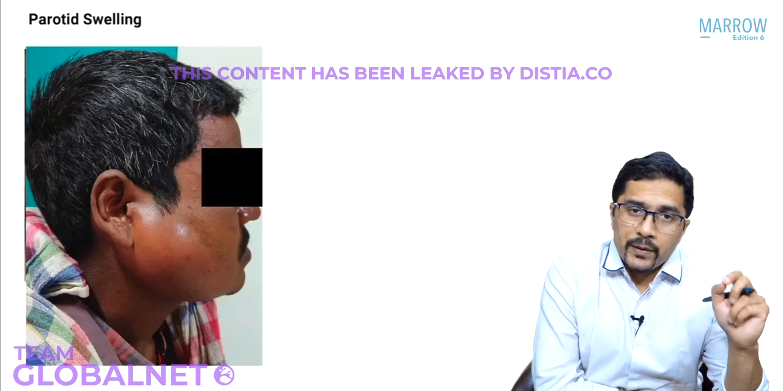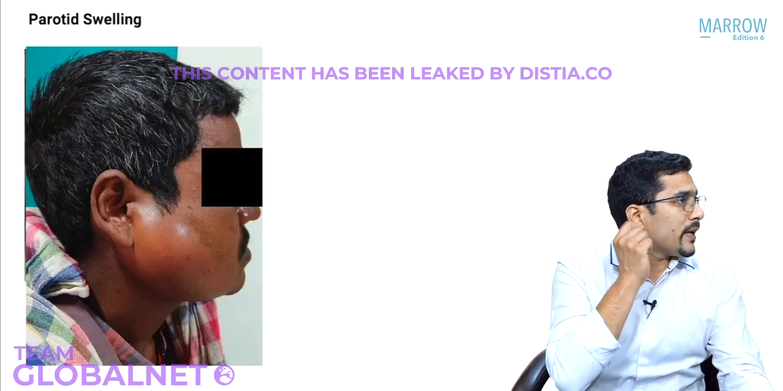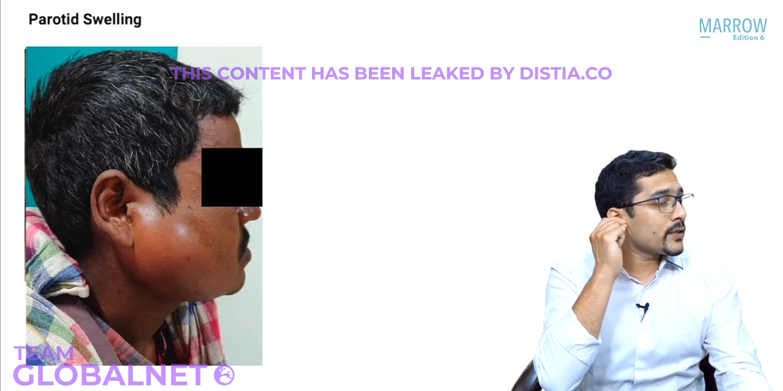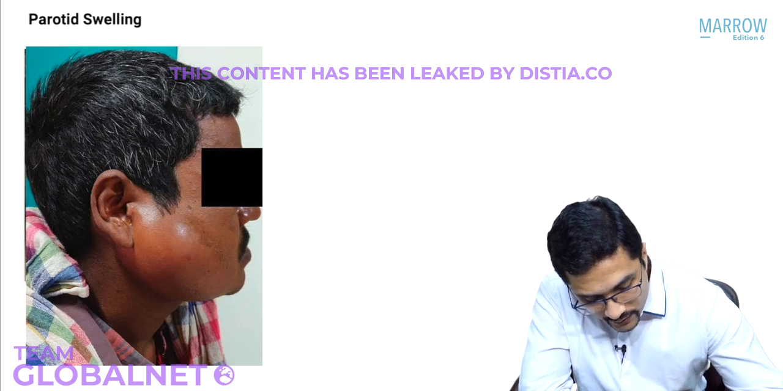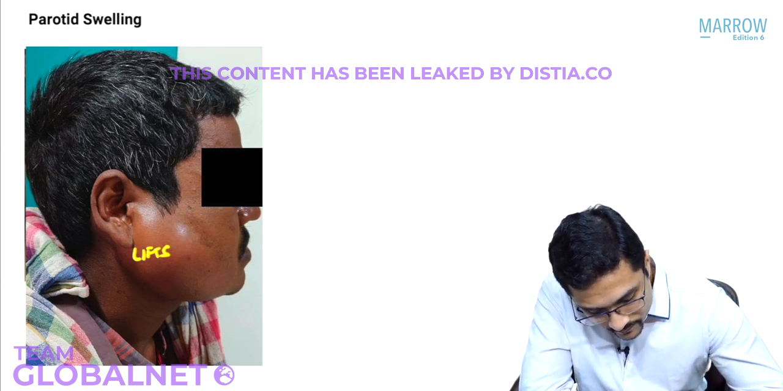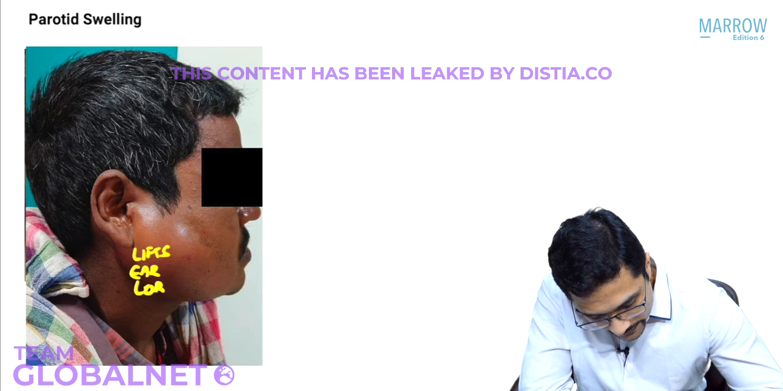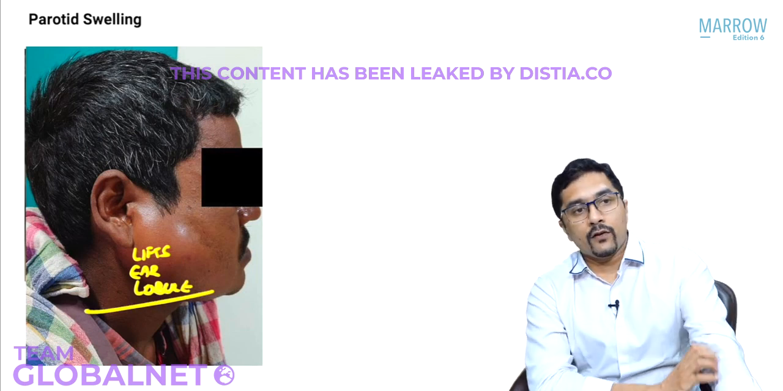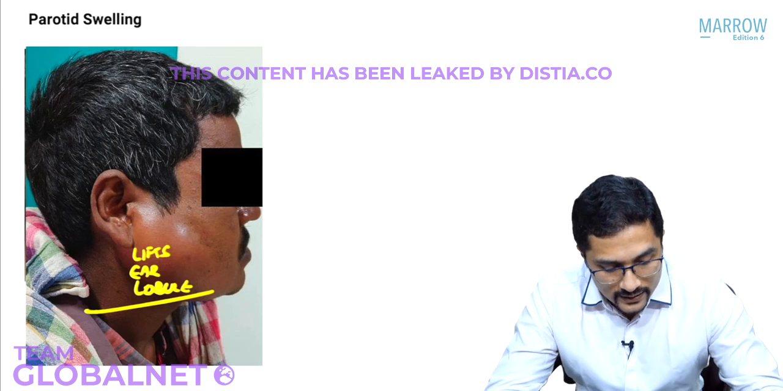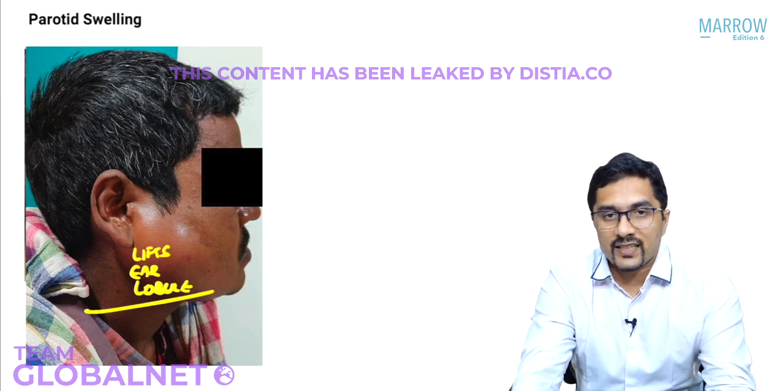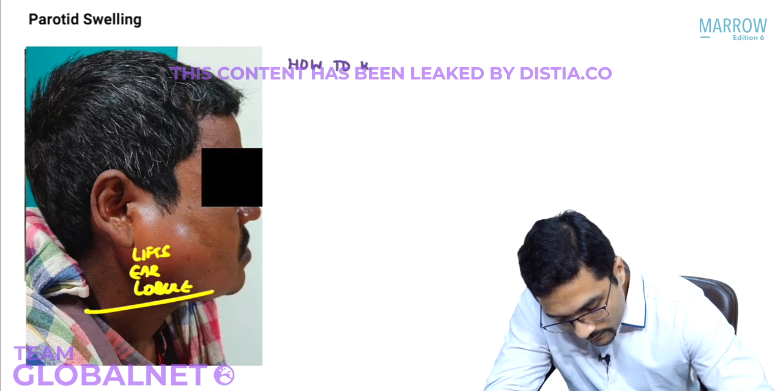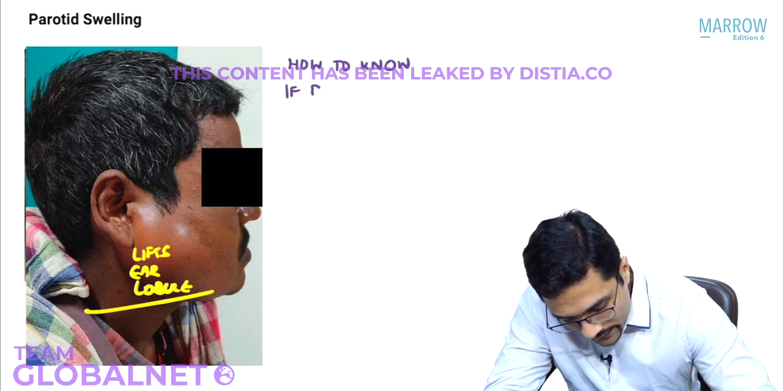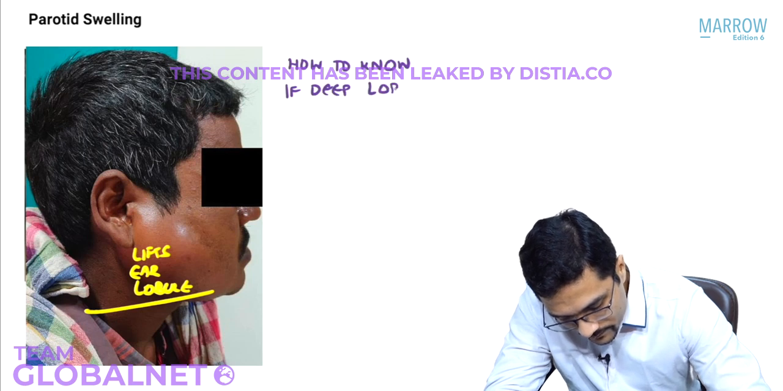This is a classical parotid swelling. You know, a parotid swelling, the hallmark is that it is going to lift the ear lobule, right? So you will have a swelling which lifts the ear lobule. That is a classical finding of a parotid swelling. Another clinical point which I want to discuss here in a parotid swelling is how to know if deep lobe of parotid is involved.